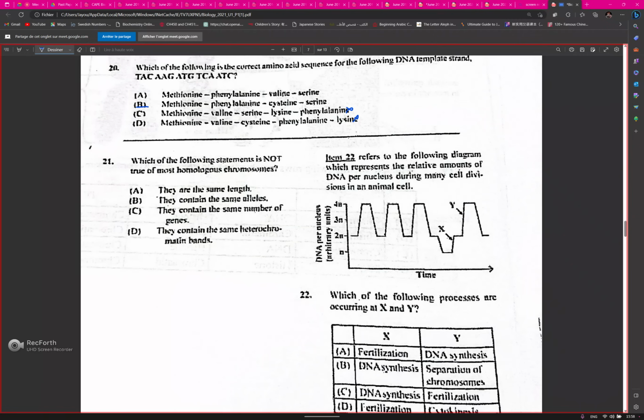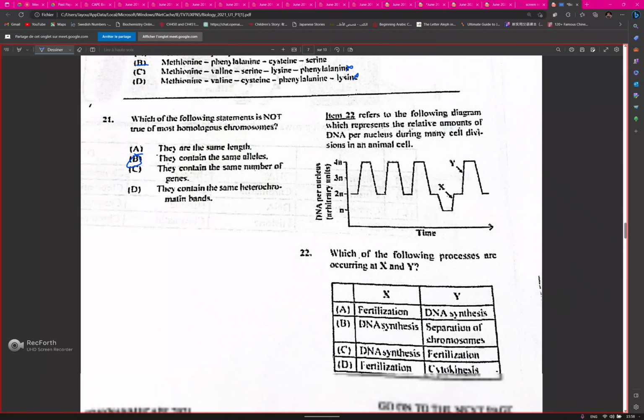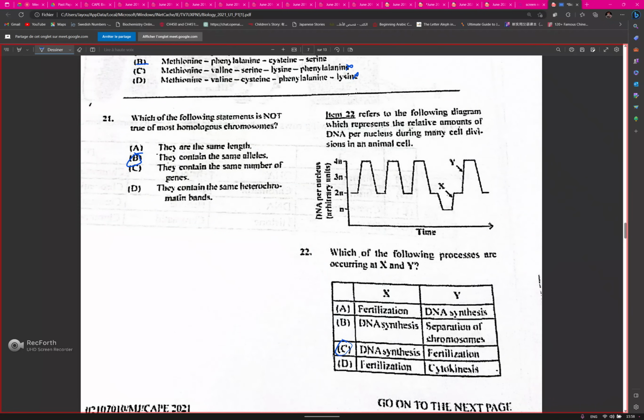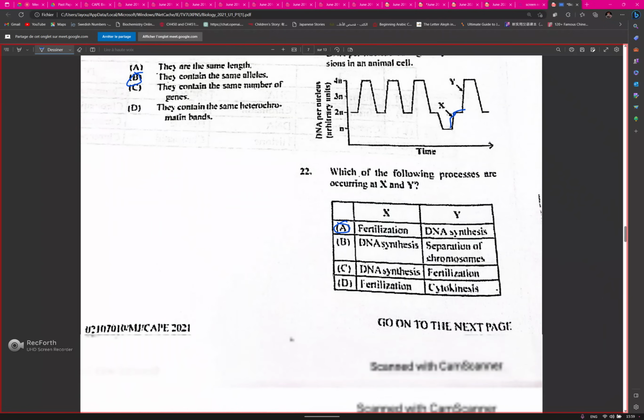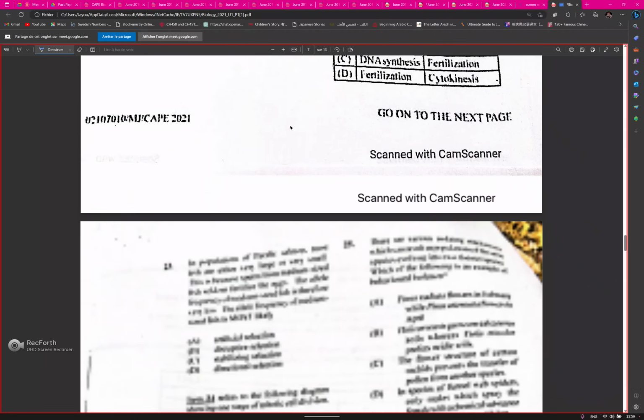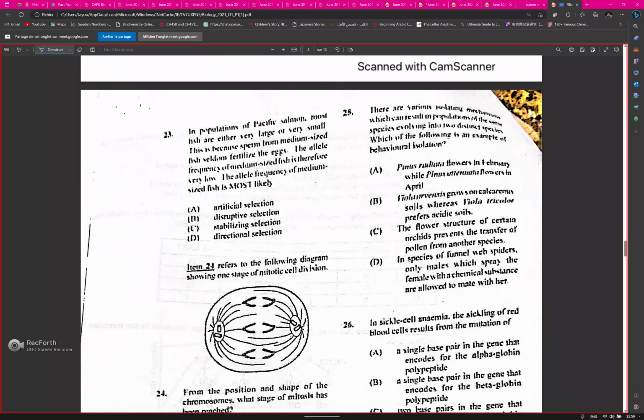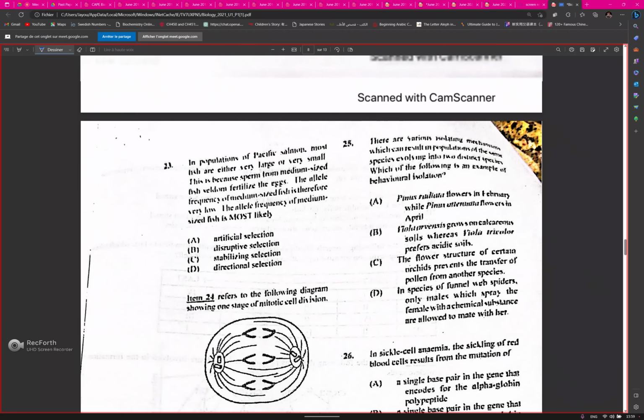Alright. 21. Which of the following statements is not true of most homologous chromosomes? B. Repeat question, right? 22. What's the answer? C. B. Oh, A. So we see changes, right? So this would be fertilization, and then the other will be DNA synthesis, right? So they just switch around the answers.